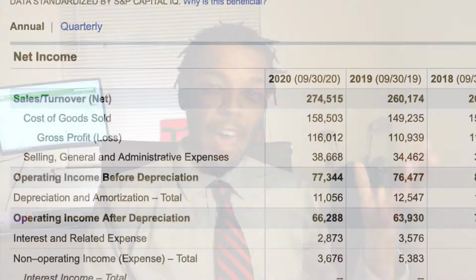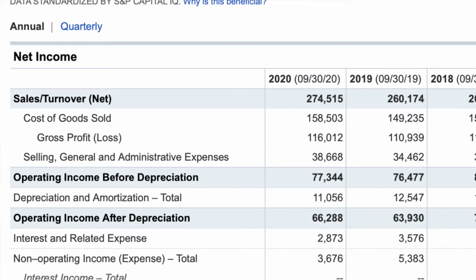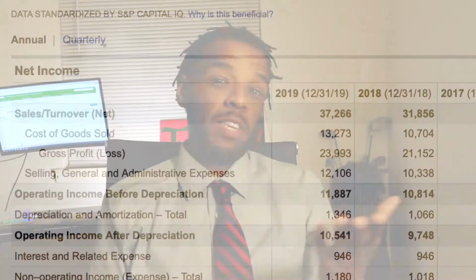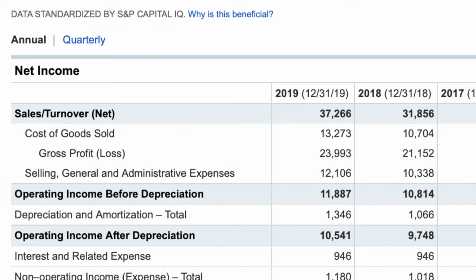Right under line number 1, which is sales, is usually cost of sales, which is the money that the company had to spend to produce the product that it is selling. Company A has a cost of goods sold of $158 billion, so they spent $158 billion to make $274 billion. Company B has a cost of goods sold of $13 billion, so they spent $13 billion to make $37 billion. Line number 3 is gross profit. You subtract the cost of goods sold from the sales and you get gross profit.